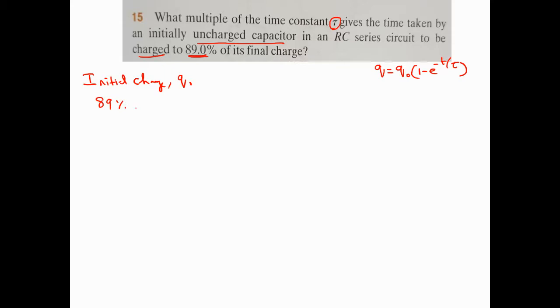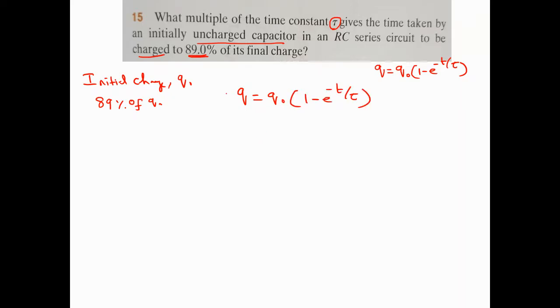Yes. Okay. We play with the equation. What is our equation? I'm going to write this equation: Q is equal to Q naught multiplied by 1 minus e power minus t over tau.